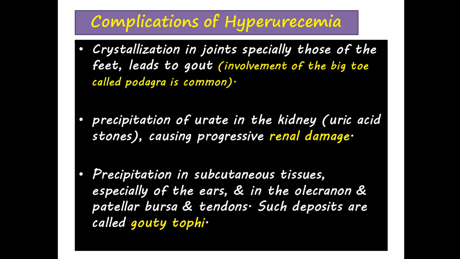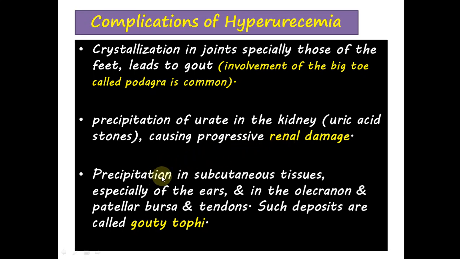However, sometimes urate may get precipitated in the interstitium of the kidney and will lead to the formation of uric acid stones, and sometimes may cause the accumulation of urate and uric acid in the medullary interstitium of the kidney, which may cause gouty nephropathy.